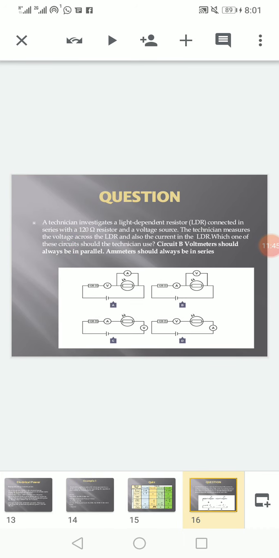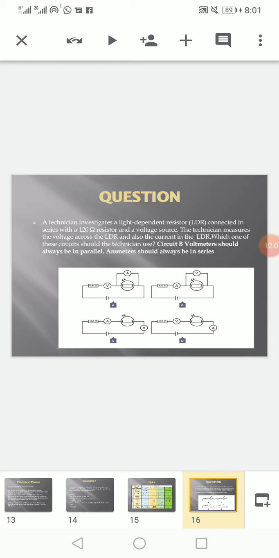Now let's look at this first question. It says, a technician investigates a light-dependent resistor connected in series with a 220 ohm resistor and a voltage source. The technician measured the voltage across the LDR and also the current in the LDR. Which of these circuits should the technician use? We have 4 circuits, A, B, C, and D.